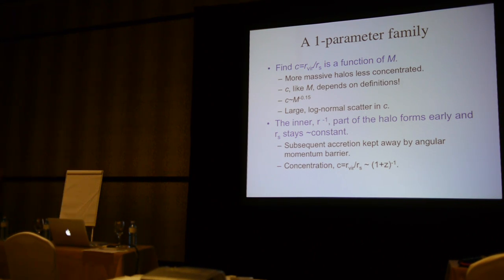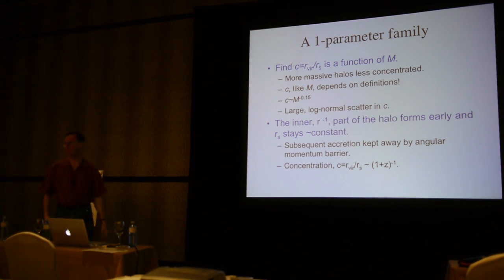Physically, we kind of understand, roughly speaking, why there is this division, and it's actually also related to the halo accretion history, which we also understand relatively well from simulations. The inner r to the minus 1 cuspy part of the halo forms pretty early, and then this RS thing stays roughly constant in physical coordinates, which means that it's sort of shrinking in the moving coordinates. And then any subsequent accretion is kept away by the angular momentum barrier, right?